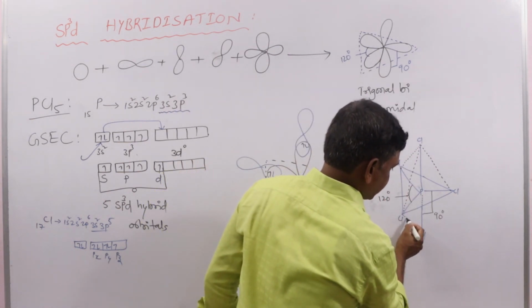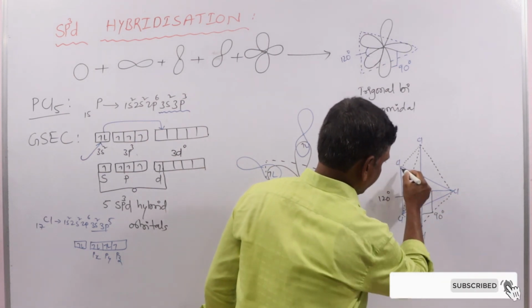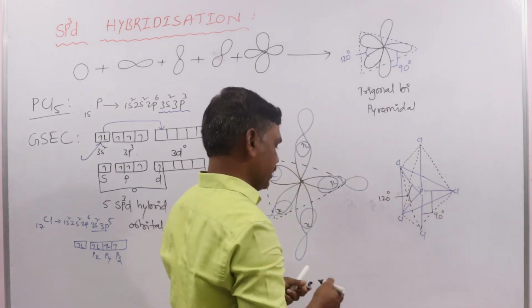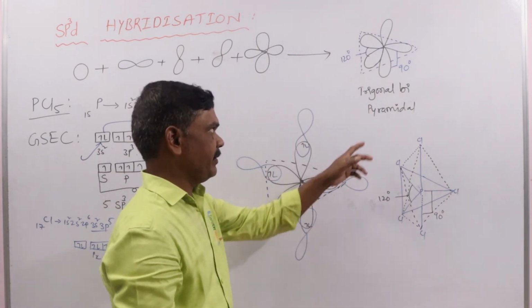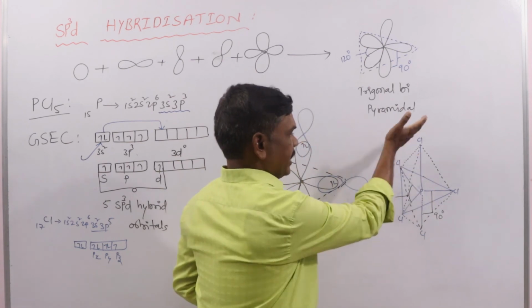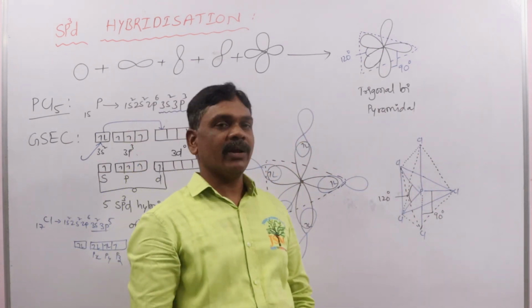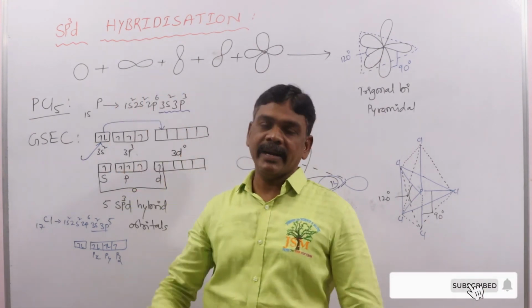First one, 1, 2, and this is 3. So this is the below pyramidal structure and this is the above pyramidal structure. So that's why we are calling it trigonal bipyramidal. This is trigonal, and above and below we are getting a pyramidal structure. So this is trigonal bipyramidal, so it is sp3d hybridization.